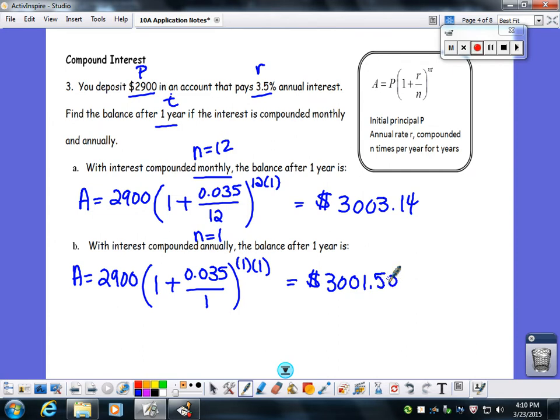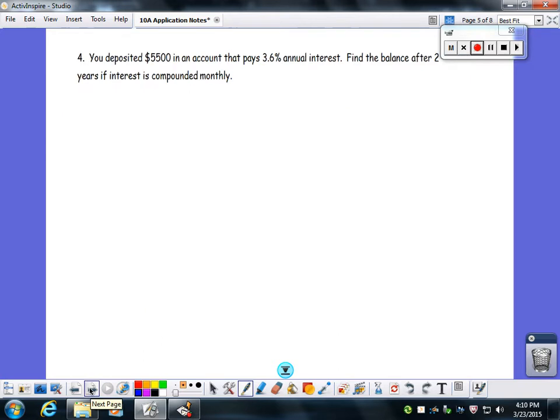All right, let's look at one more of these. You deposited $5,500 in an account that pays 3.6% annual interest. Find the balance after 2 years if interest is compounded monthly. All right, so take a moment and define all the variables that you need: your P, your R, your N, your T. I'll give you a head start on that.